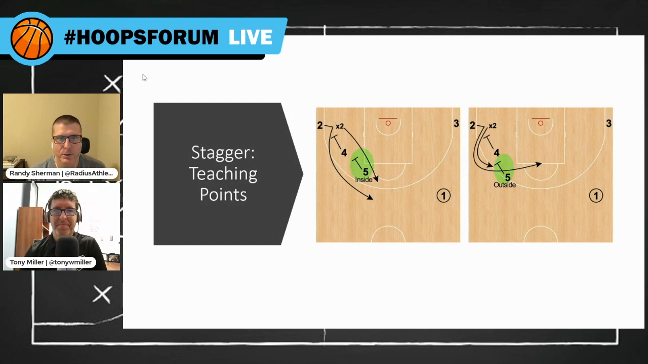Another teaching point: what you see in both of these frames is what I would call a dribble stagger, where we didn't pass the ball, meaning we didn't throw it from one to five to four and then one and five go and screen away for three. We just brought the ball up the court and two players just ran into a stagger off the dribble.